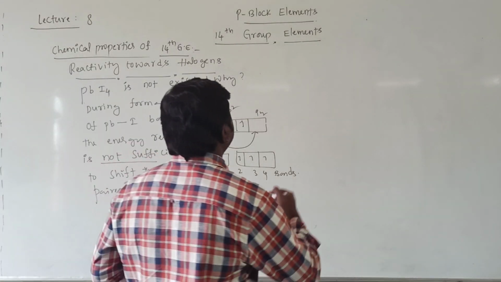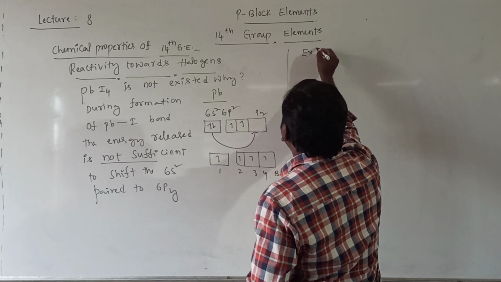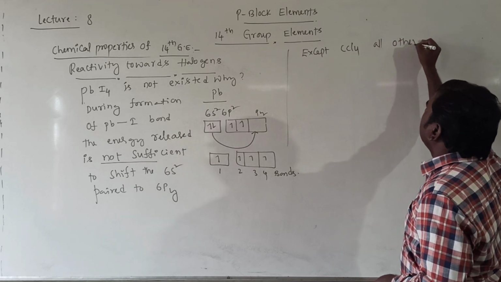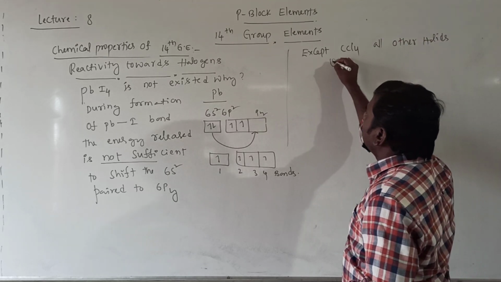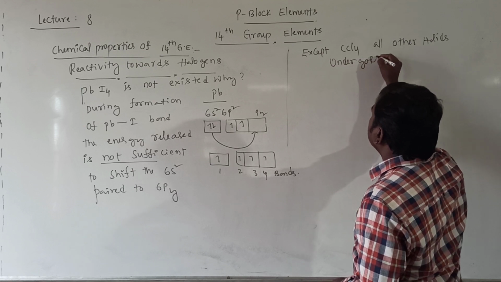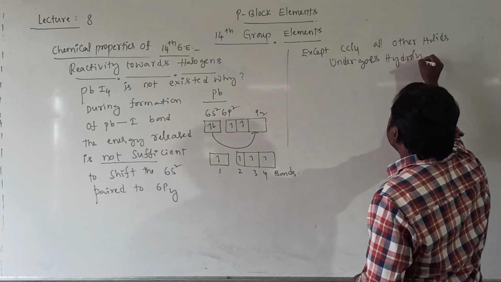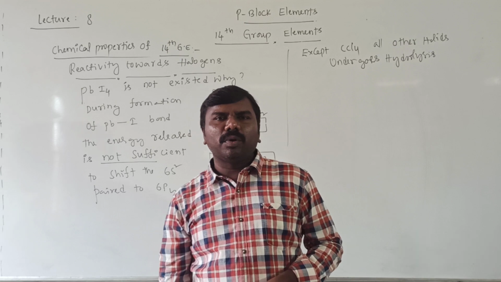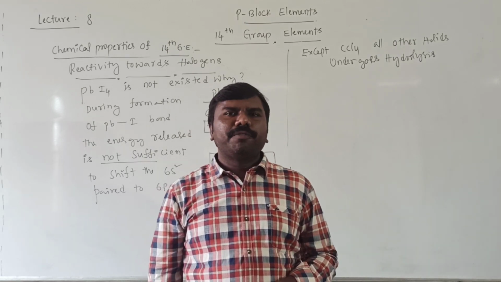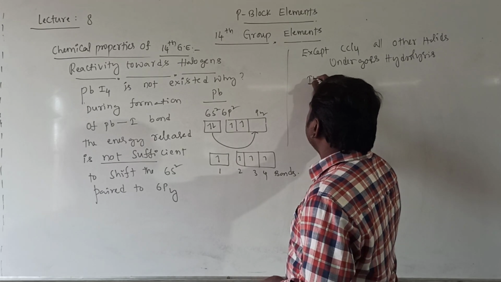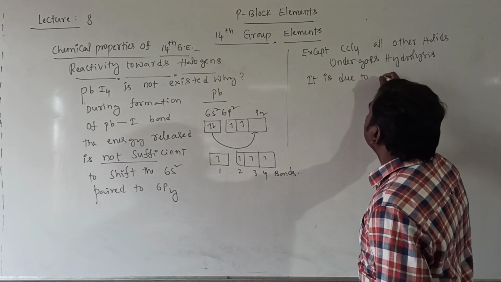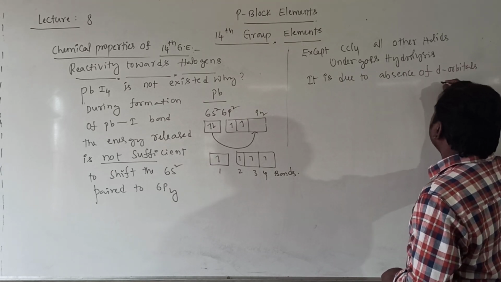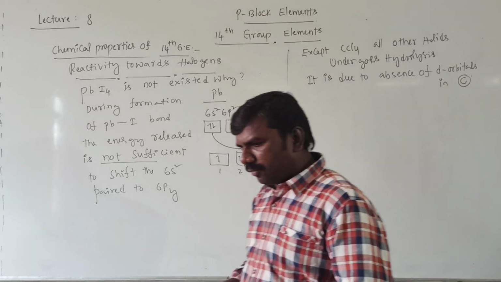Germanium, lead, all of these can form dihalides, and their stability is okay. Except CCl4, all other halides undergo hydrolysis. It means carbon has only 2s2 2p2 orbitals, and there is an absence of d orbitals in carbon. It is due to the absence of d orbitals in carbon.